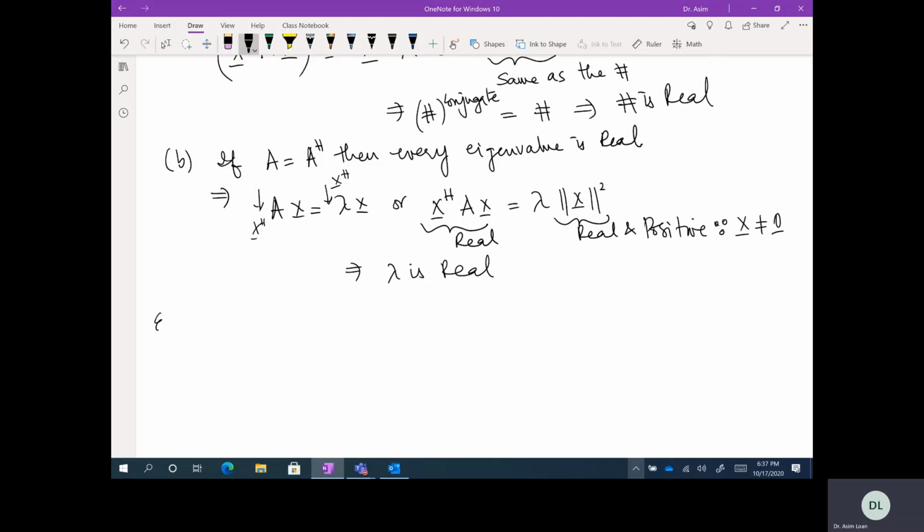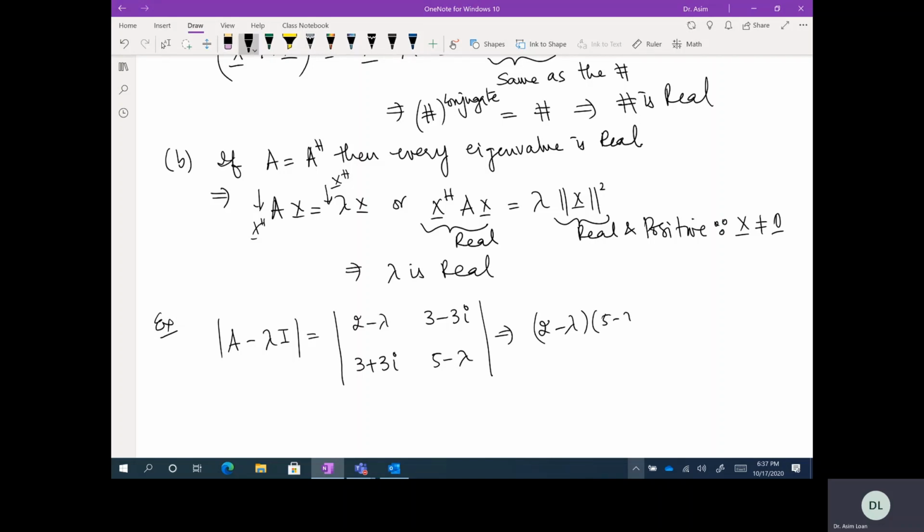And we can look at an example. So A minus lambda I, maybe the same matrix. So A minus lambda I equals [2 minus lambda, 3 minus 3i; 3 plus 3i, 5 minus lambda]. So this implies (2 minus lambda) into (5 minus lambda), and this is the conjugate, so this is minus (3 minus 3i) into (3 plus 3i), and this is equal to 0.